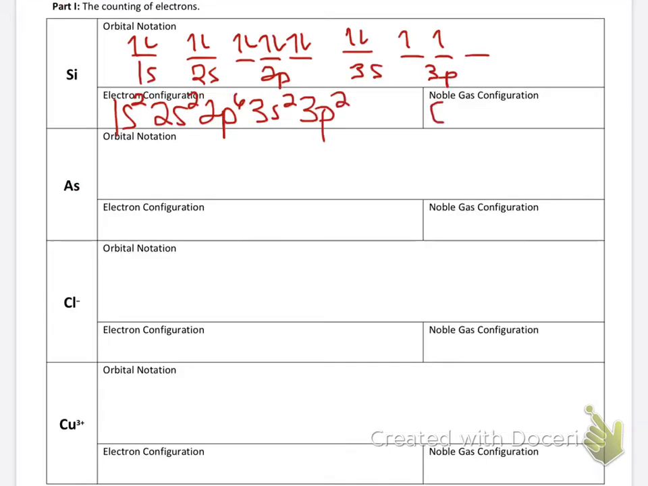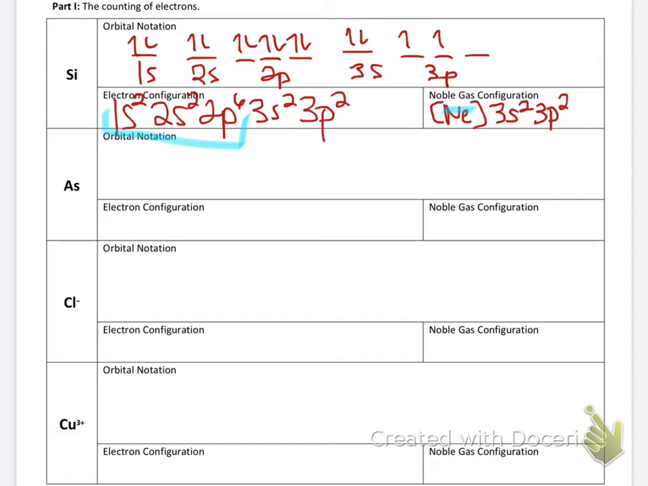So again, we would put neon in brackets. That neon symbol in brackets, that's representing the first 10 electrons, that 1s2, 2s2, 2p6 part. While silicon still has 4 more electrons, 2 of which are in the 3s, and the other 2 are in that 3p. So that would be our noble gas configuration.